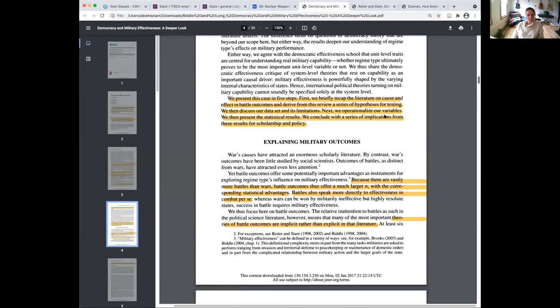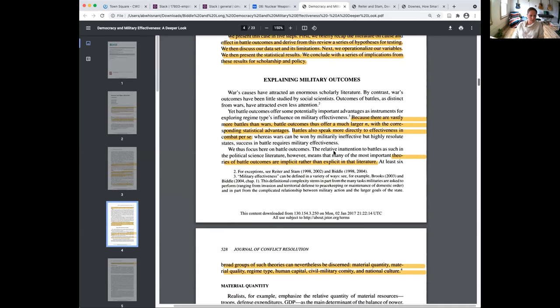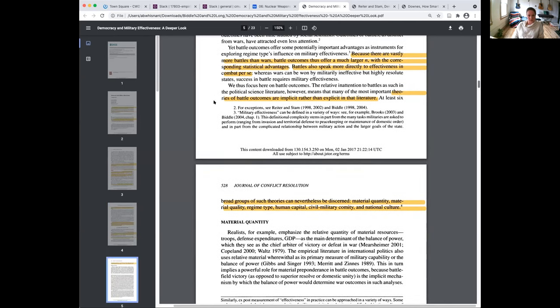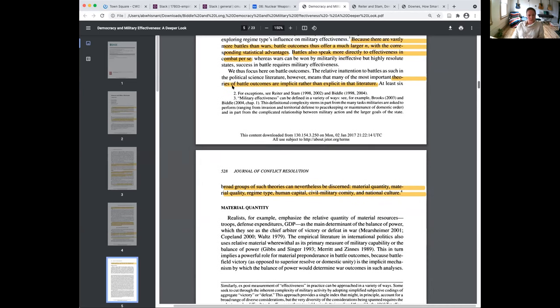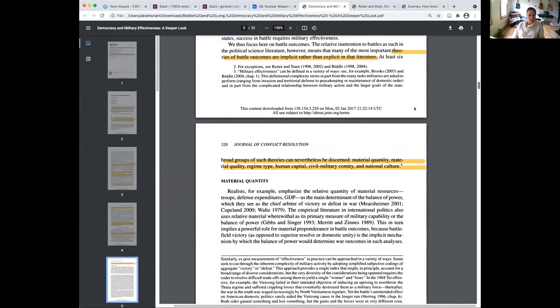So this was their approach. They looked through some of the literature on this cause and effect for democratic regimes and identified their hypotheses through that literature. They talk about the data set and limitations on that, talk about their variables, and then they do a regression analysis. They chose to use battle outcomes rather than war outcomes because that gives them a much larger data set to work with, a lot more battles than wars. And also because they're looking at combat effectiveness, which you can't really get at with whether or not someone won an entire war.